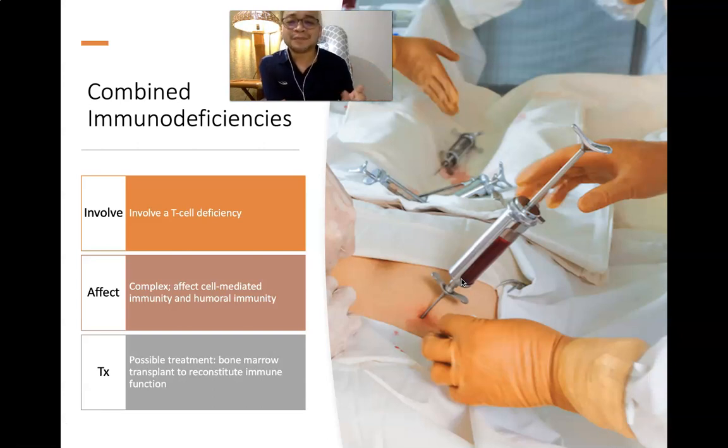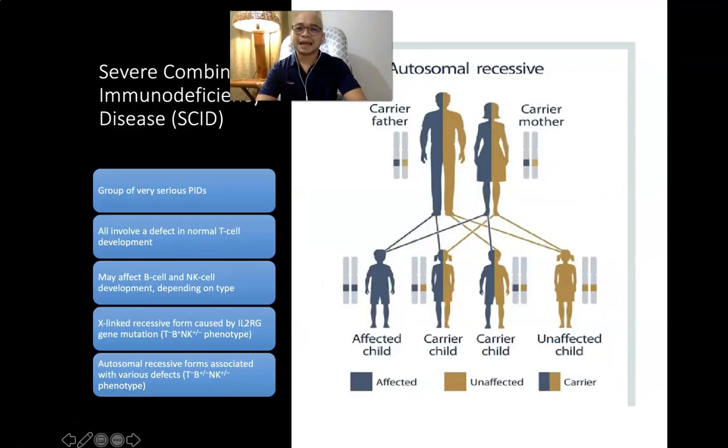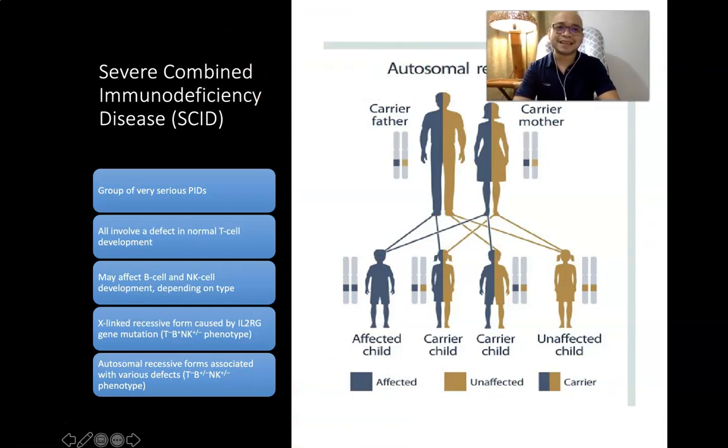Why? Because one component of the T cell, the T helper cell, is also necessary for the activation of B cells, and B cells are important for production of antibodies, and antibody production is an example of humoral immunity. So even if there's a T cell deficiency, it will affect both cell-mediated and humoral immunity. Therefore, the possible treatment would be bone marrow transplant, as you can see here, to reconstitute. So we have here severe combined immunodeficiency.